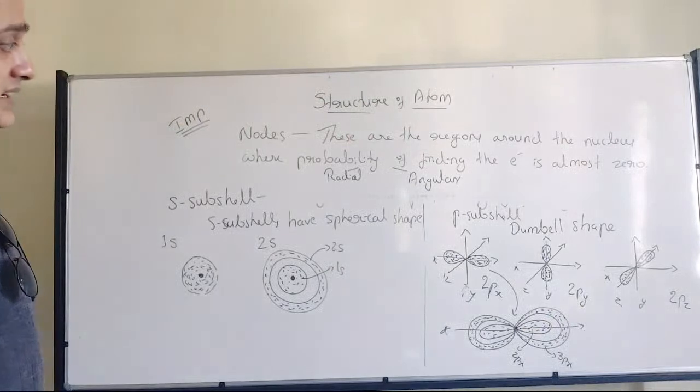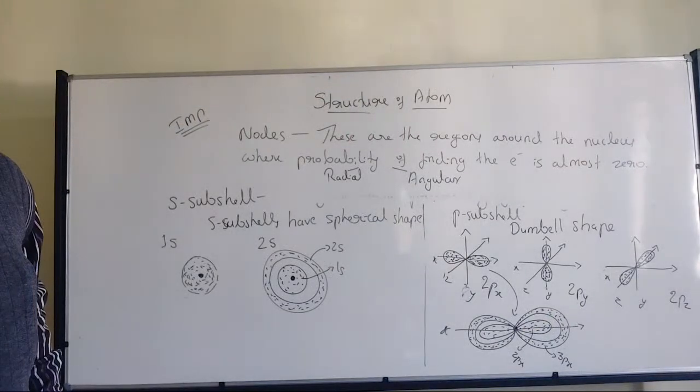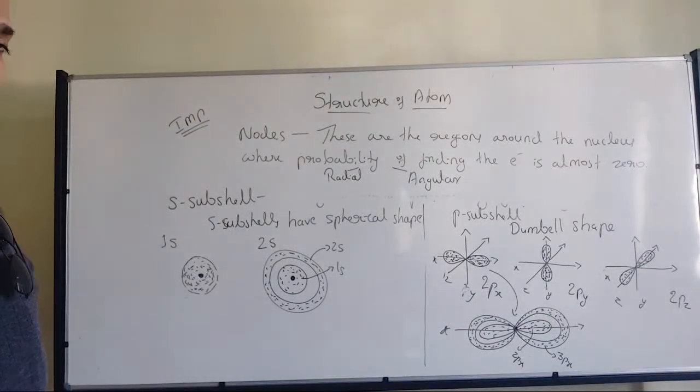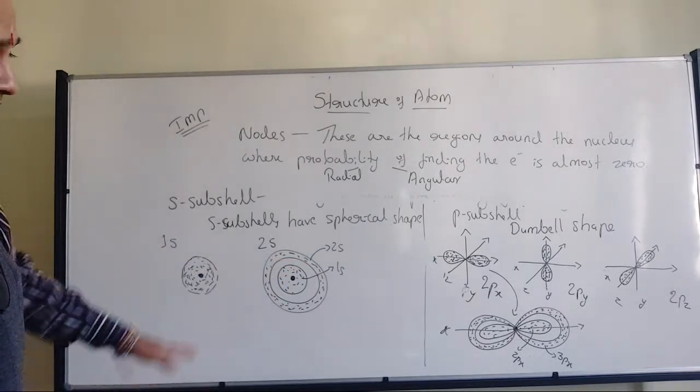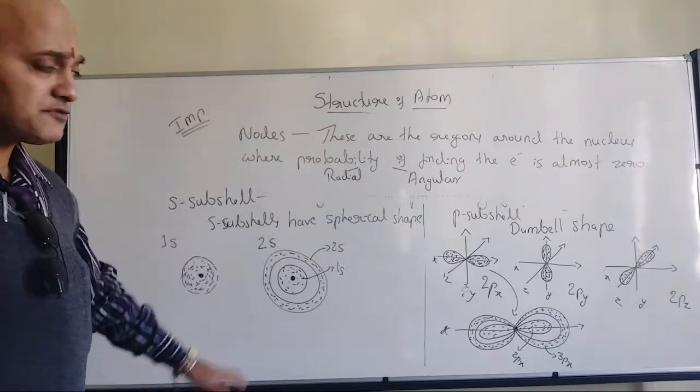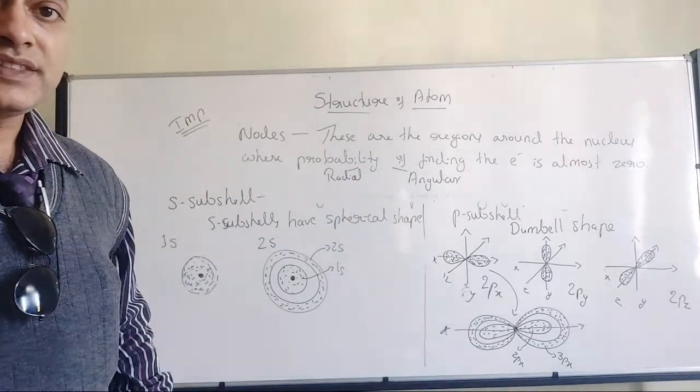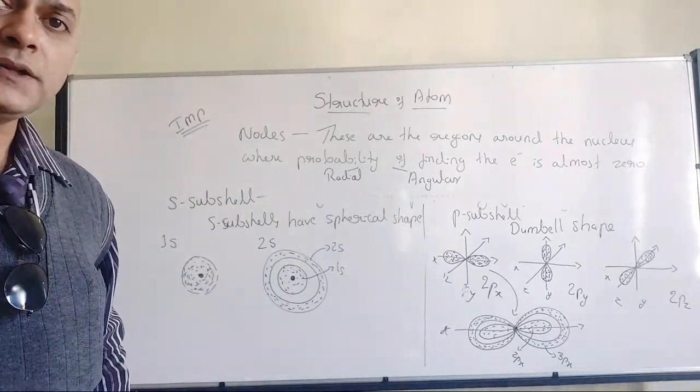Axis label, I will make it as x, y, z instead of writing px, pz and all. Fine? So that's where we have the axis, x-axis. 3px will be along the x-axis. Fine? All of you have understood?